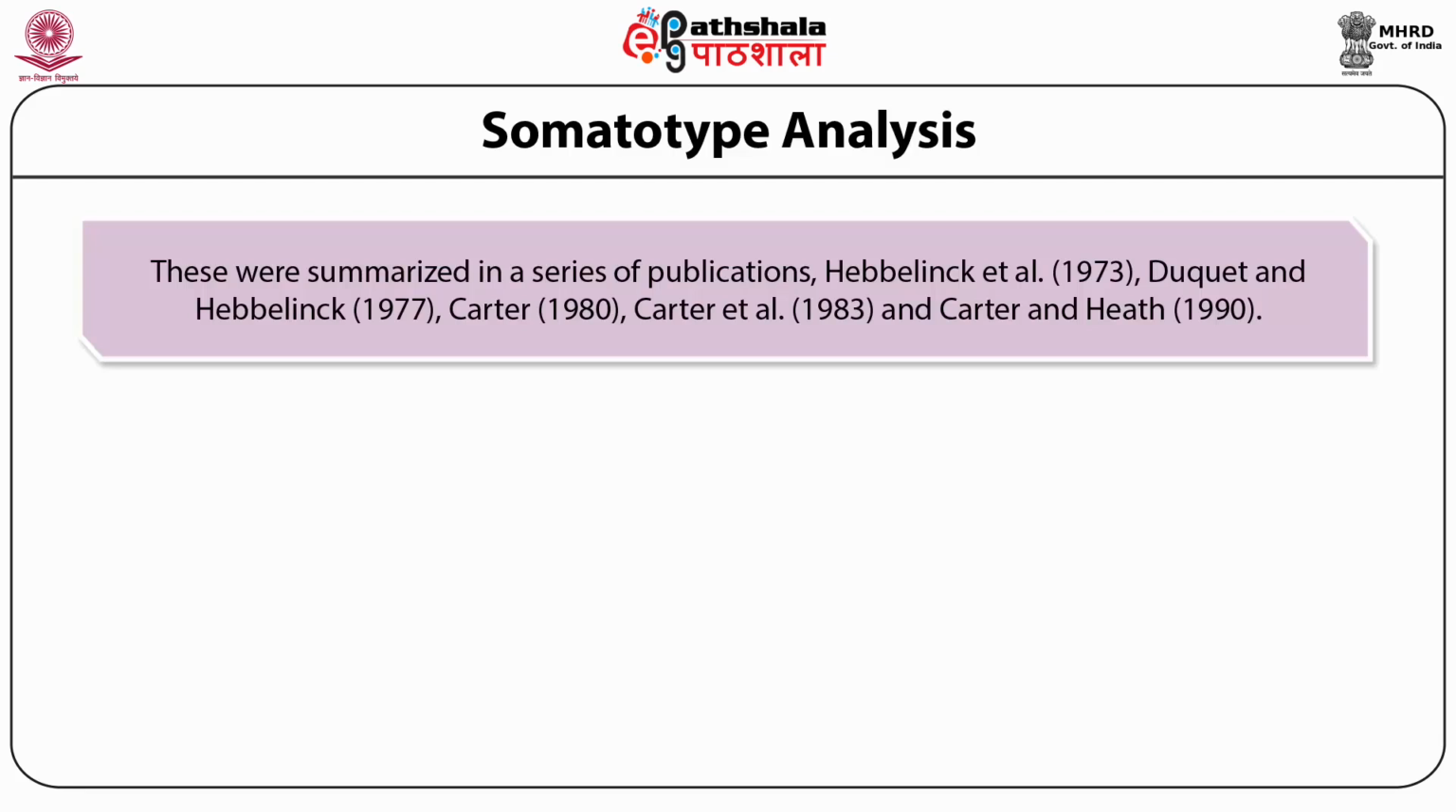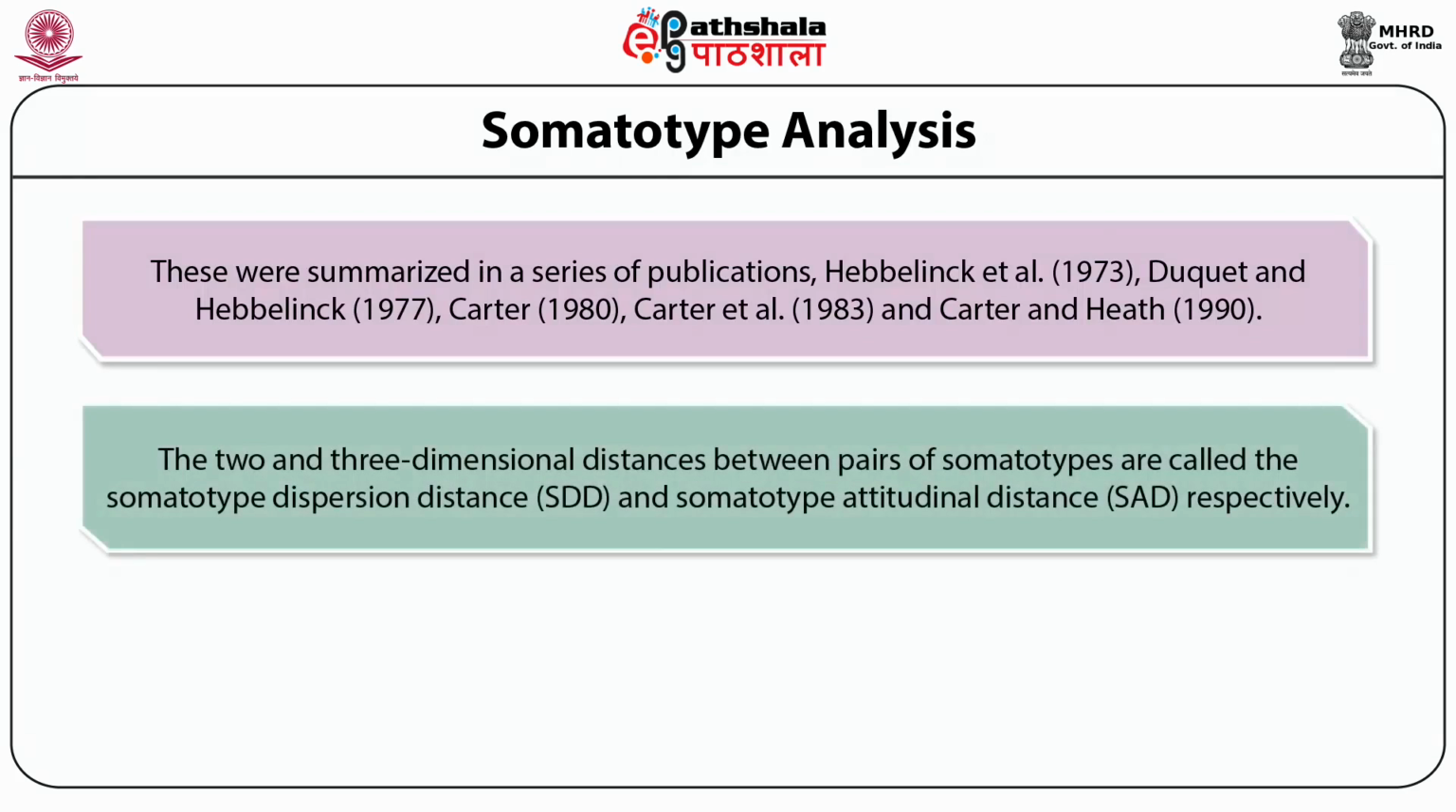An important element of these developments was the ability to analyze whole somatotypes in 2 or 3 dimensions using appropriate equations, which led to the application of conventional statistical analysis. These equations quantified the distances between somatotypes. The 2 and 3 dimensional distances between pairs of somatotypes are called the somatotype dispersion distance and somatotype attitudinal distance respectively. The average of the distribution of somatotypes about their mean is called somatotype dispersion mean in 2 dimensions and somatotype attitudinal mean in 3 dimensions.